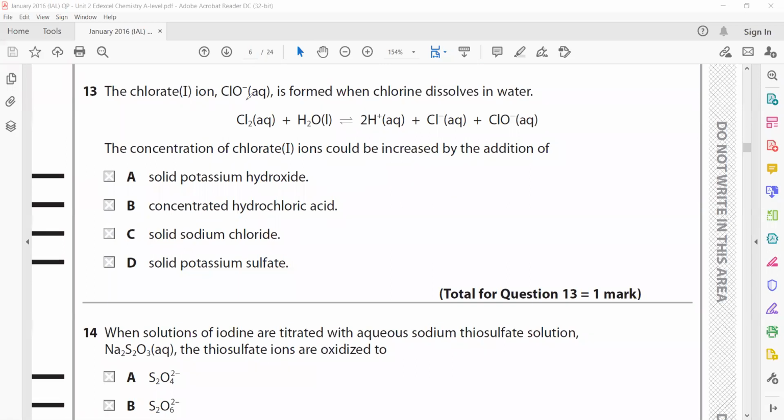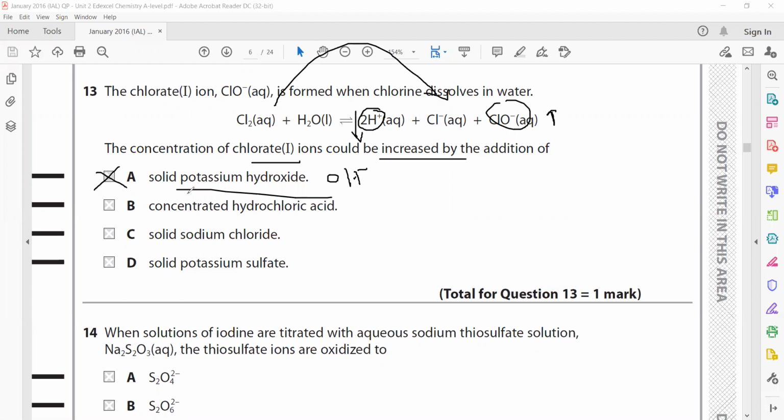The chlorate 1 ion is formed when chlorine dissolves in water. The concentration of chlorate ion increases, so we want this reversible reaction to shift towards the right hand side. If we add potassium hydroxide, the OH will react with H, so the amount of hydrogen ion in the solution decreases, so equilibrium will shift towards the right. That's why A is the right answer.